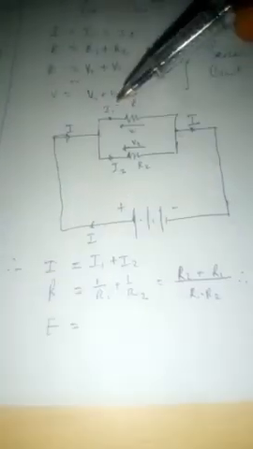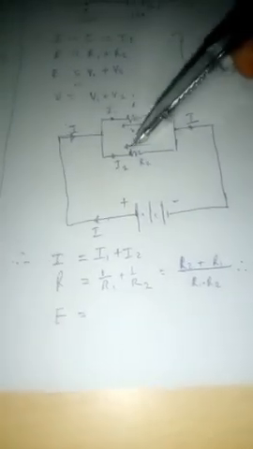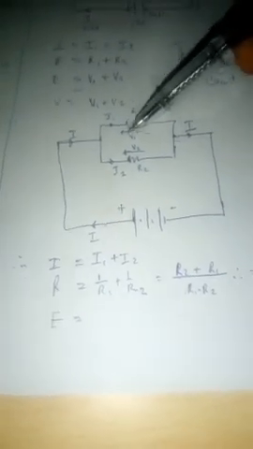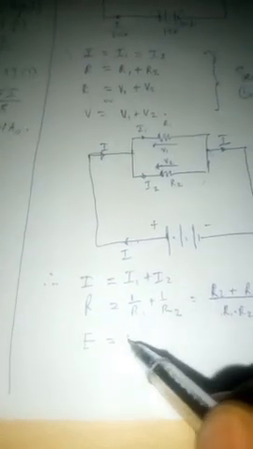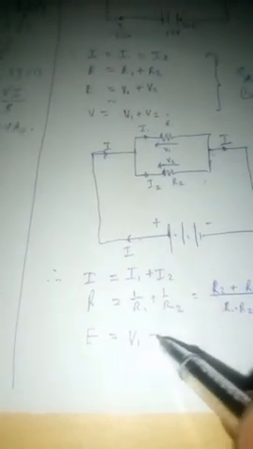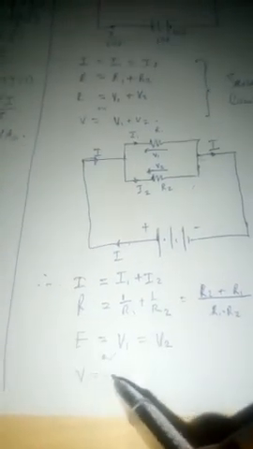Now, for the total voltage in a parallel circuit, the voltage is usually the same, meaning the voltage coming in will be the same. The voltage drop in V1 is the same as V2, so we have V1 equals V2, or the total voltage equals V1 equals V2.